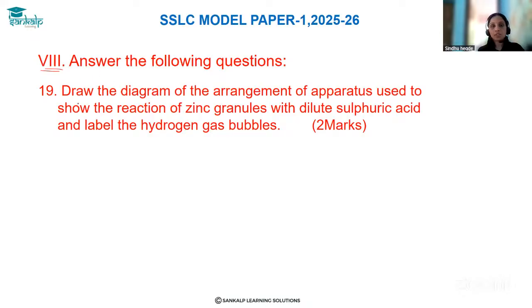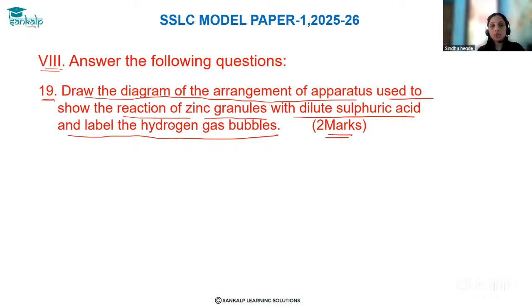Answer the following questions. In that, the 19th question: draw the diagram of the arrangement of apparatus used to show the reaction of zinc granules with dilute sulfuric acid and label the hydrogen gas bubbles. This is for 2 marks. You should draw the diagram of the arrangement of the apparatus related to the reaction of zinc granules with dilute sulfuric acid, and label the hydrogen gas bubbles.